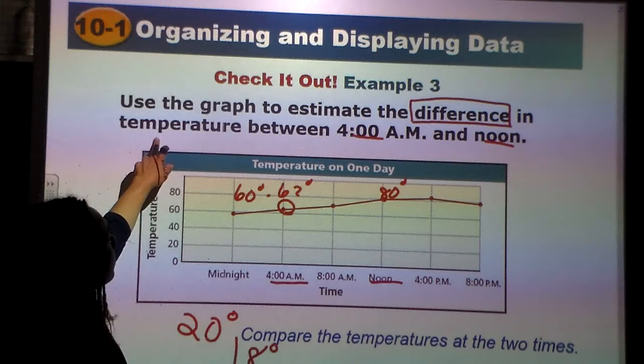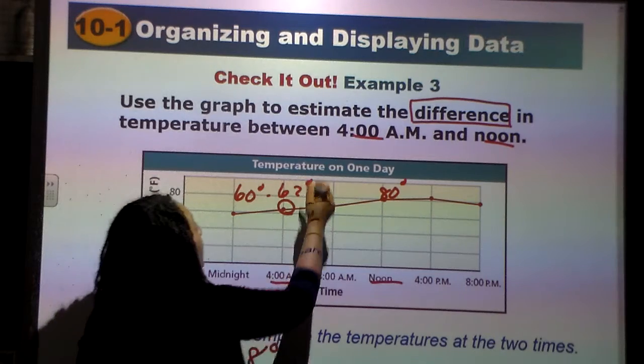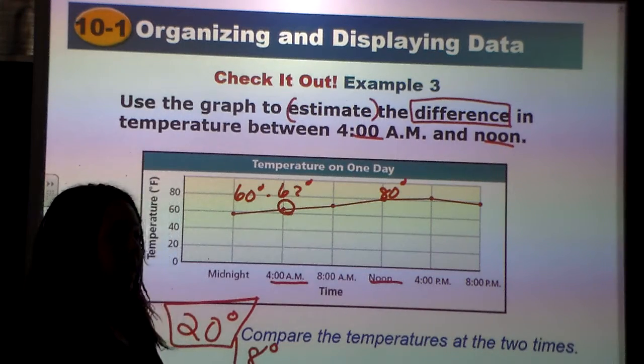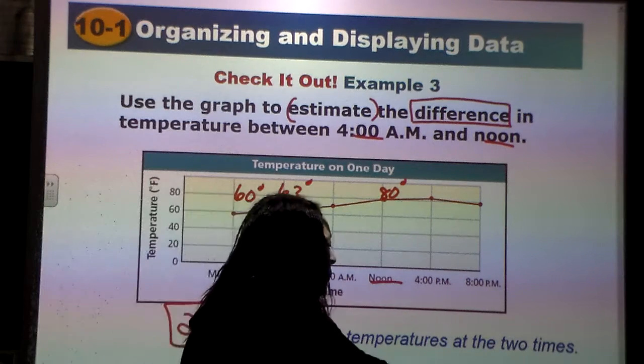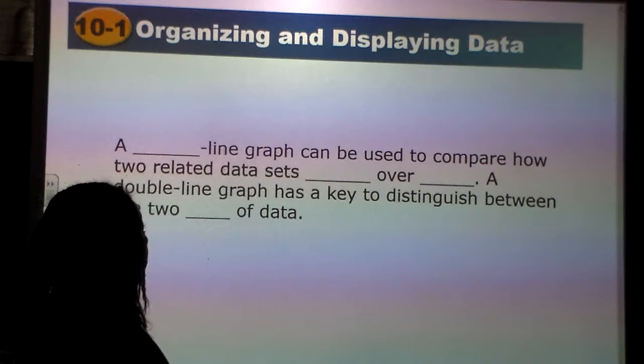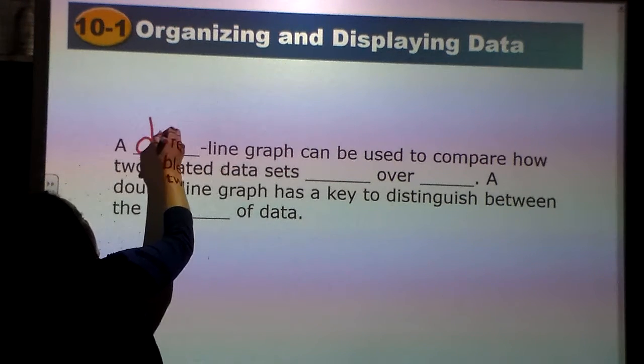And then here, I would go with the 20 answer because of this word right here. You just round it, estimate it. They didn't ask for exact. All right. So just like we had a double bar graph, we have one also that is a double line graph.